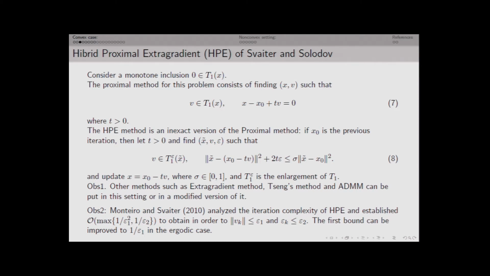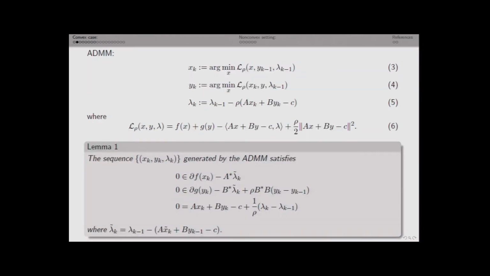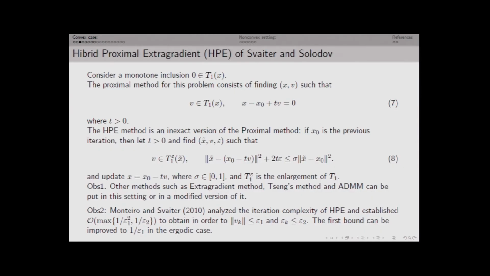Okay? So this is a very general scheme, and Monteiro and Svaiter analyzed the iteration complexity of this scheme. It was first proposed by Svaiter and Solodov in '99, and they analyzed the asymptotic convergence of this scheme and many other methods. What I'm trying to do is, as I showed here, see the ADMM as some inclusions and an equality, and try to solve this inclusion using the HPE method. This is the idea that I'm trying to discuss.